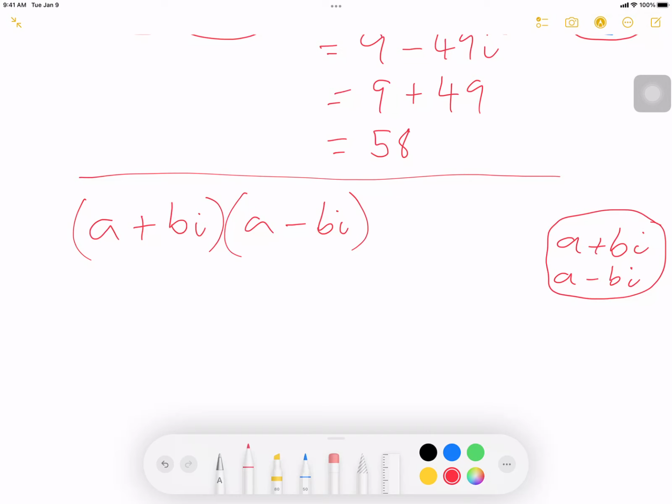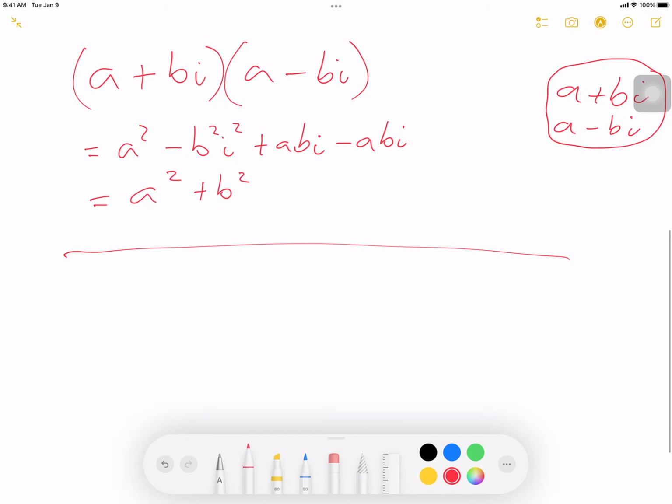Let's have a look. So we're going to have a squared. Let's do this. So minus b squared i squared when we multiply those two together, and then we go plus abi minus abi, and of course we're getting a squared plus b squared.